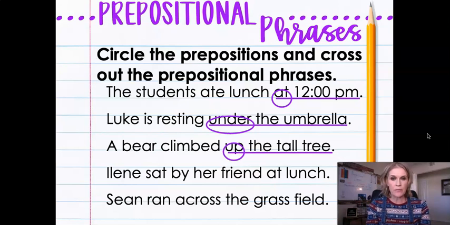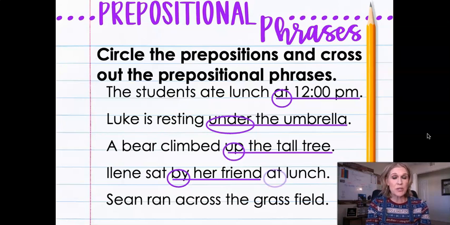Eileen sat by her friend at lunch. Oh, this one's a little bit tricky because there's a double whammy here. Let's look for the words that have to do with where, when, or direction or movement. By, right? That tells us where. Eileen sat by her friend. At lunch, though, at is still also a preposition.